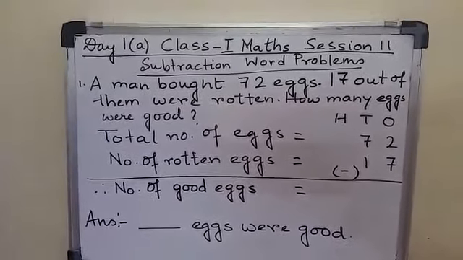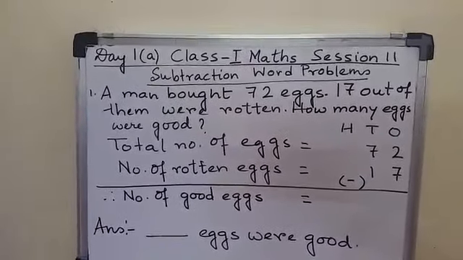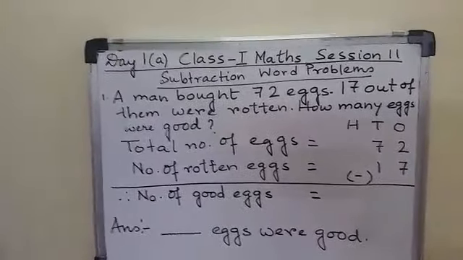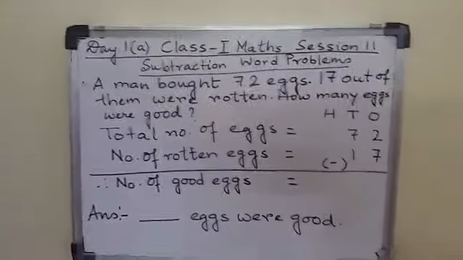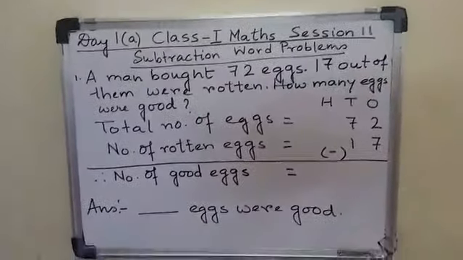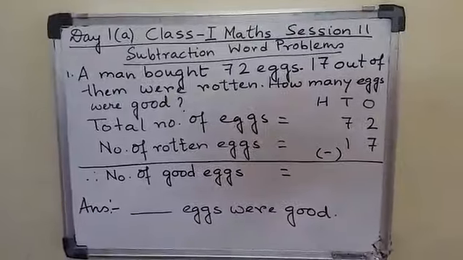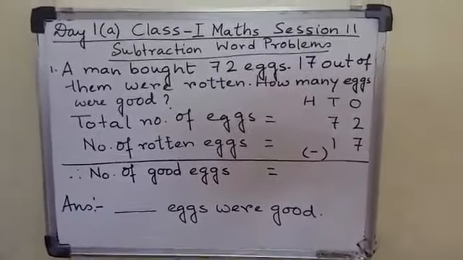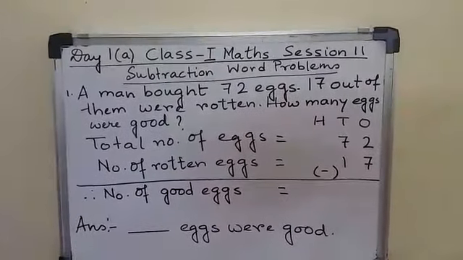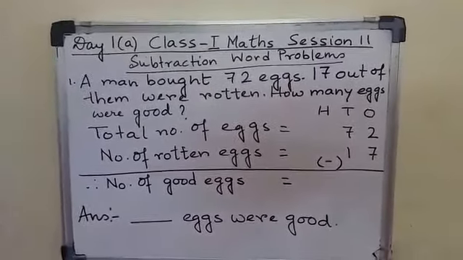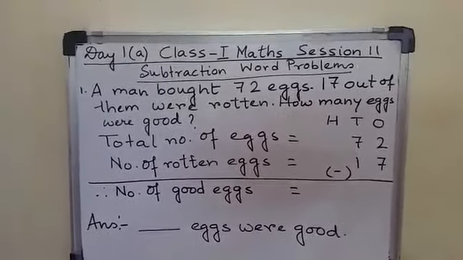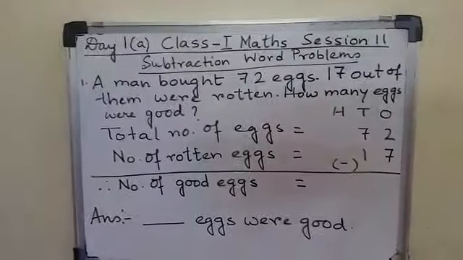Now all of you see, the question is, a man bought 72 eggs. 17 out of them were rotten. How many eggs were good? Now a man bought how many eggs? 72 eggs. And 17 out of them were rotten. Rotten means they are not good. So how many eggs are good? What do you need to do? Total number of eggs is 72 and 17 out of them are rotten. So we need to subtract 17 from 72 so that we get number of good eggs.